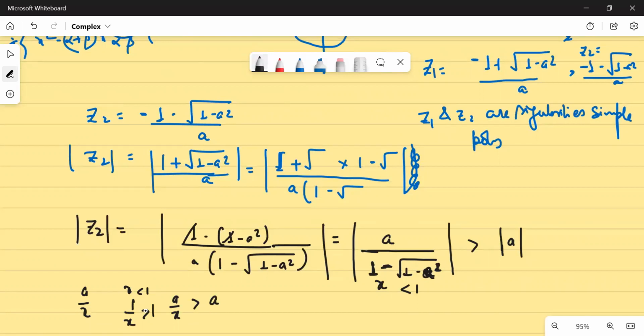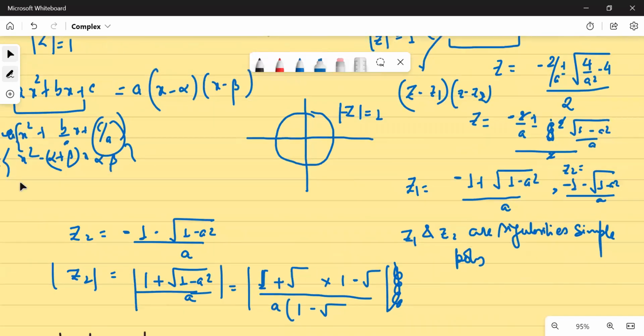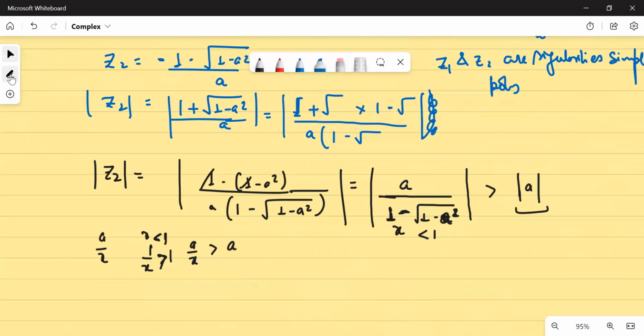Let's say a is positive. If x is less than 1, 1 upon x will be greater than 1. A is positive, so multiply a on both sides. So z2 would be greater than mod of a. Okay, but mod of a is given to be less than 1. Huh? So how to think about this? These are very easy problems, but I don't know why I'm stuck here. Yesterday also I got stuck here. Okay, let me do it again.